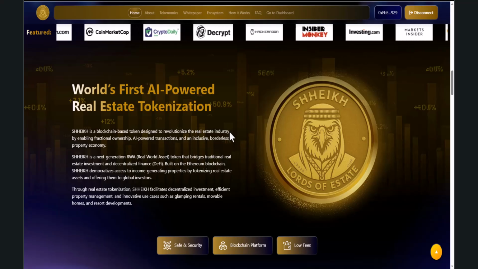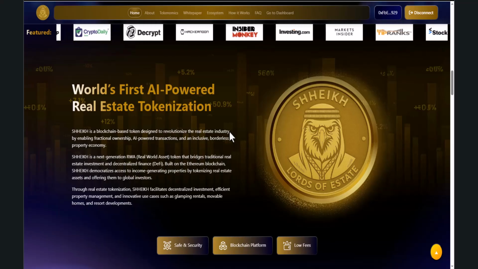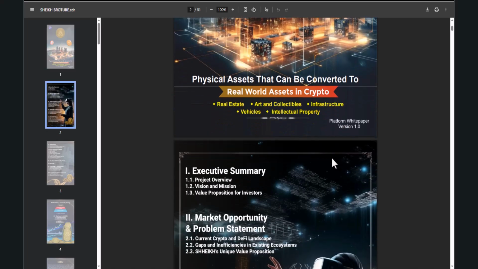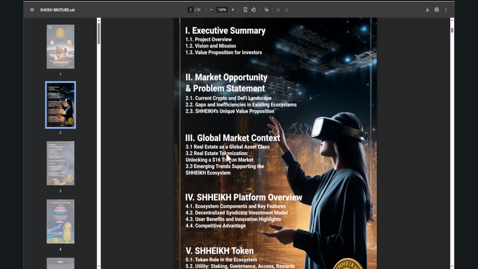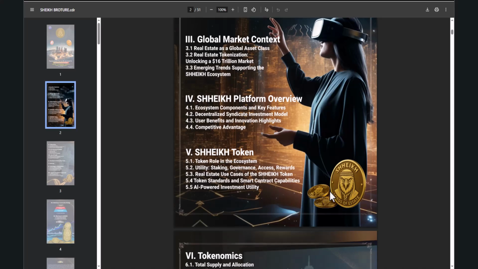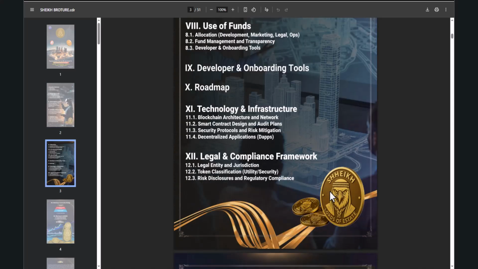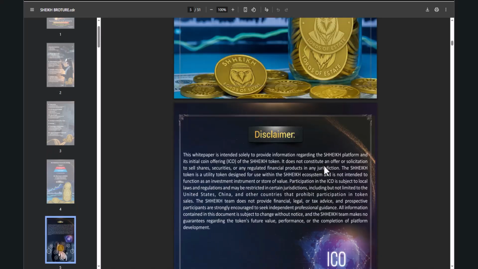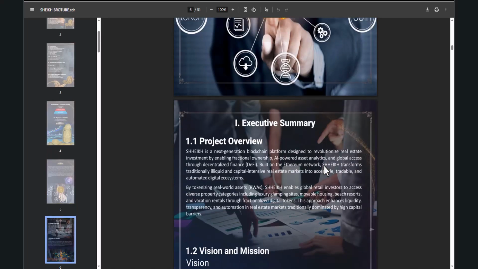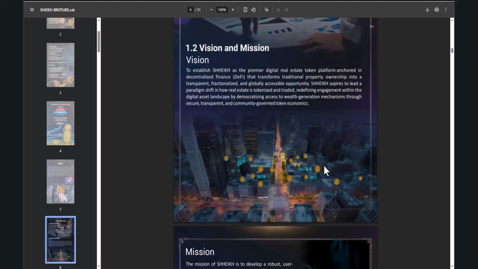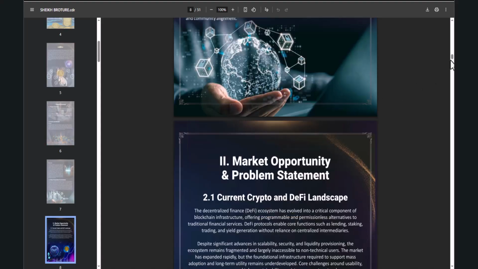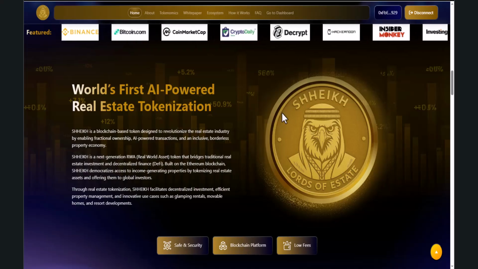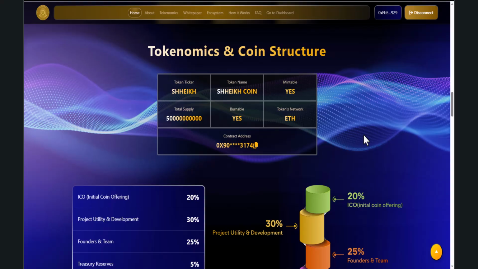So guys, next you can see there is a white paper also, in which you can see the introduction, project mission, project vision, its roadmap, its tokenomics and all the information about this project. You must read the whole white paper so that you can understand everything and generate maximum earnings through it. So guys, next you can see the tokenomics and coin structure.